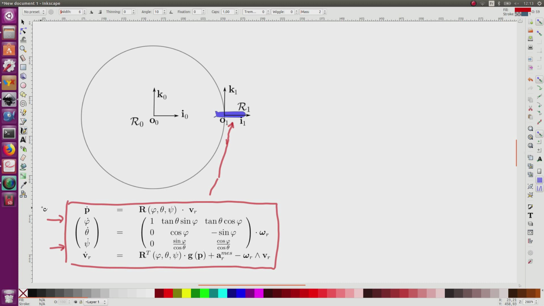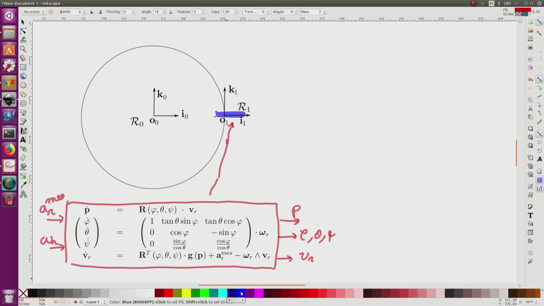So it corresponds to the accelerations that are measured, and they are expressed inside the robot frame. And also we measure the rotation vector omega R, also expressed in the robot frame. The outputs of the inertial unit are the position P, the Euler angles phi, theta, psi, and also the speed VR. So to obtain this, we have to integrate this state equation.